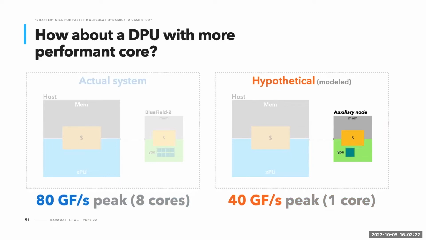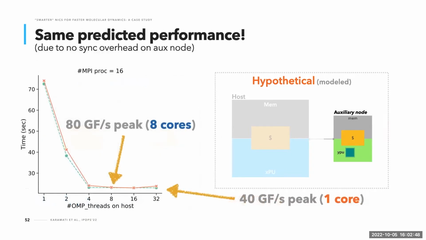At first glance, this configuration seems worse than the actual system in terms of peak performance. The actual system has a peak of 80 gigaflops per second in single precision, and the hypothetical system has a peak of 40 gigaflops per second in single precision. But in fact, our model suggests this hypothetical system could attain the same performance, as shown in this plot. The dashed line is the hypothetical system, and this is because a single core on the auxiliary node avoids synchronization overhead.